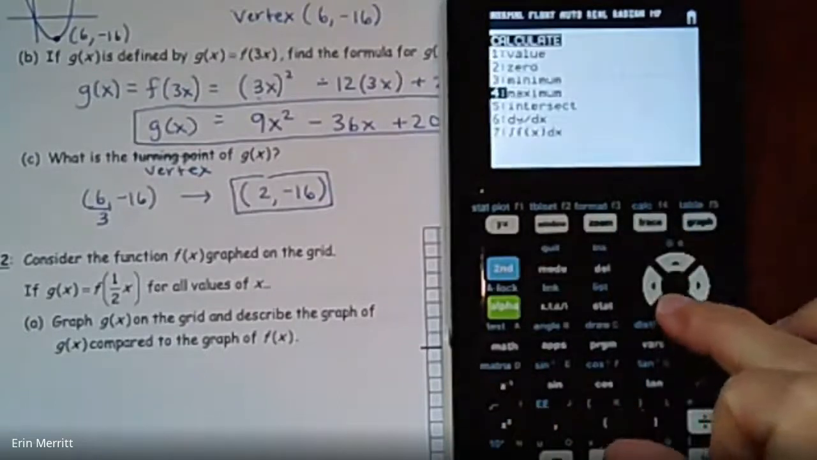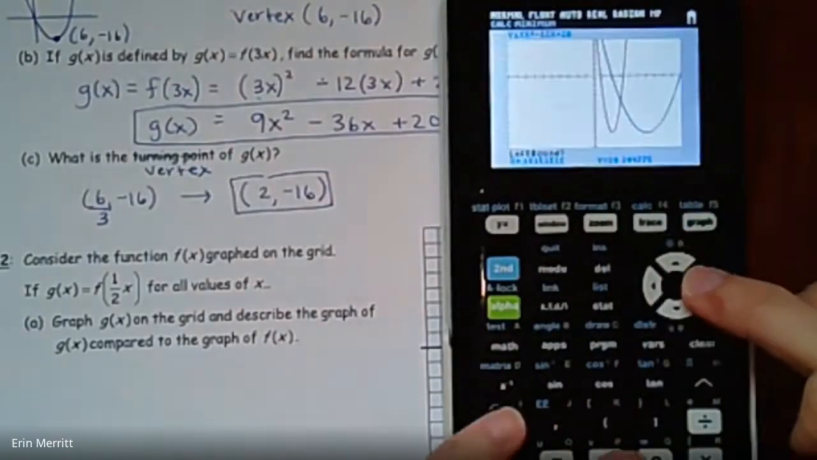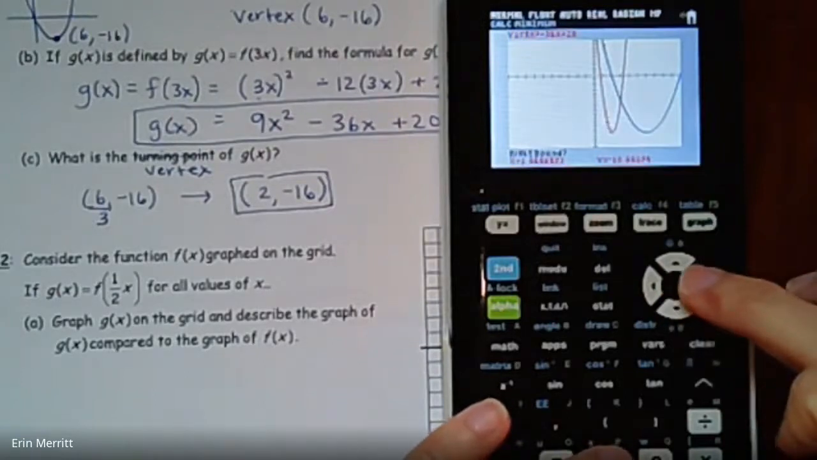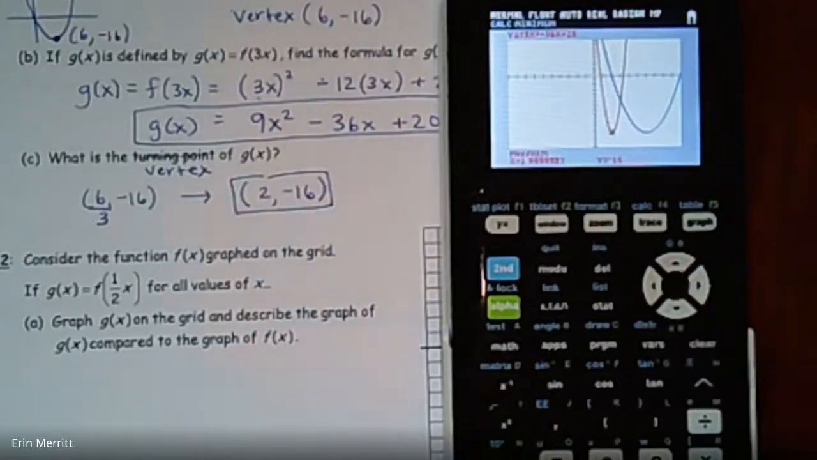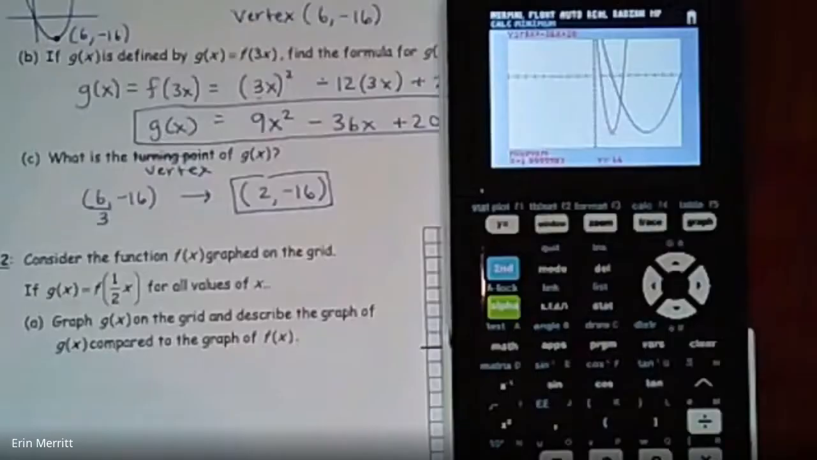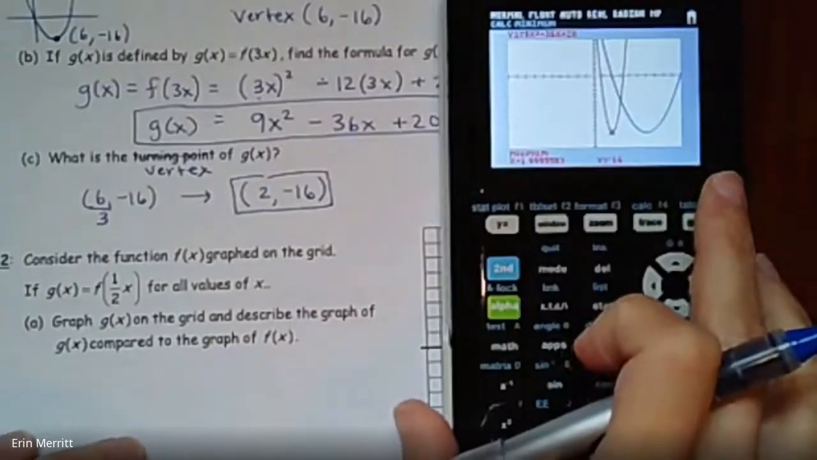But if I calculate the minimum, let me hop graphs here. So there's my left bound, there's my right bound, take a little guess. And it's now telling me, if you zoom in, it's got 1.999, but we know that's the calculator trying to tell me it's 2, negative 16.